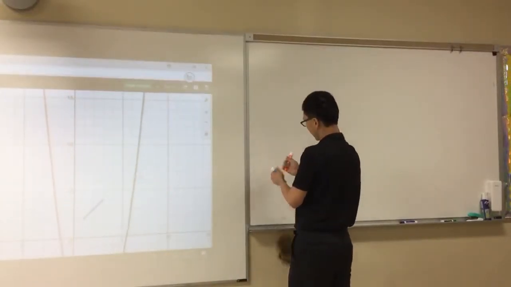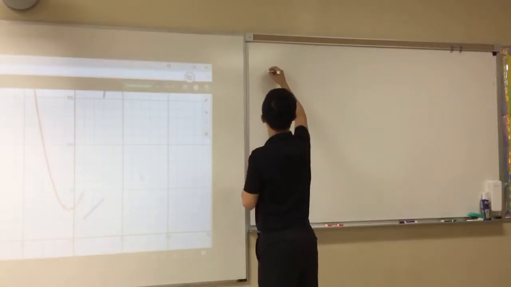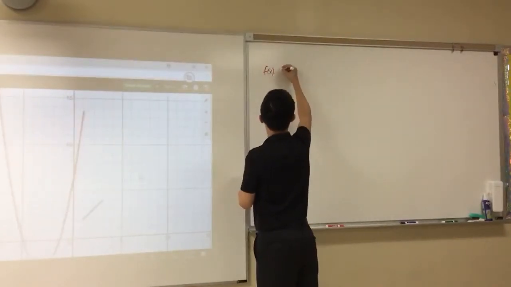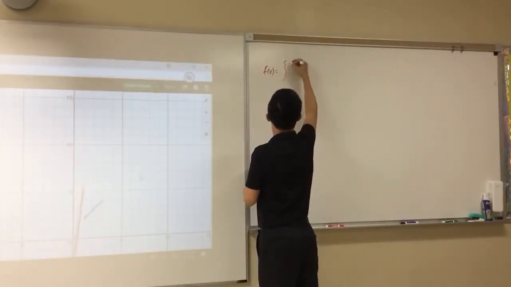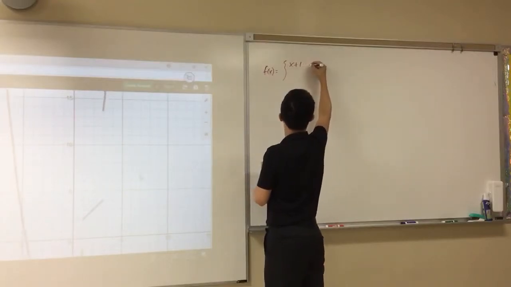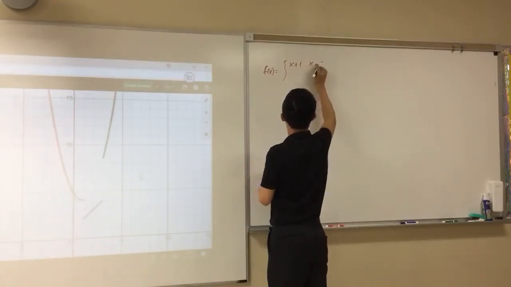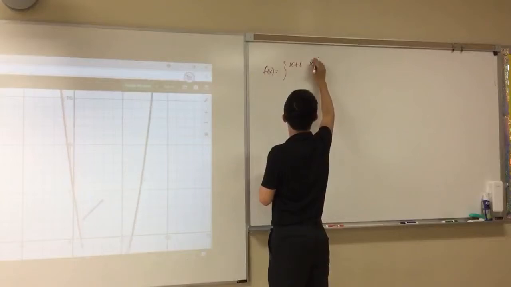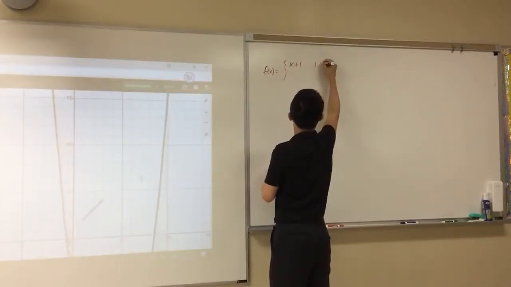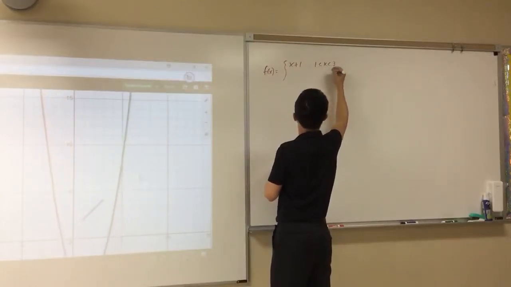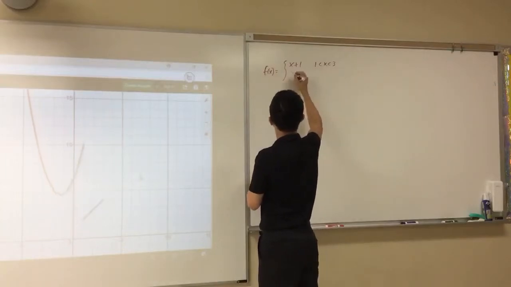Can somebody tell me the equation? F of x is equal to what? X plus 1. And then x squared plus bx. So what is the condition here? 1 is less than x, which is less than 2. So it's like this? Yes. There's no equal sign anywhere? No. Okay, what's the next one?